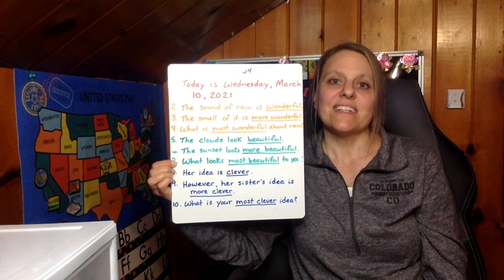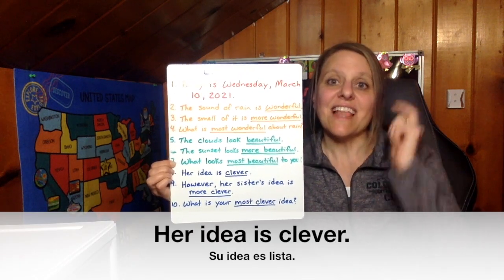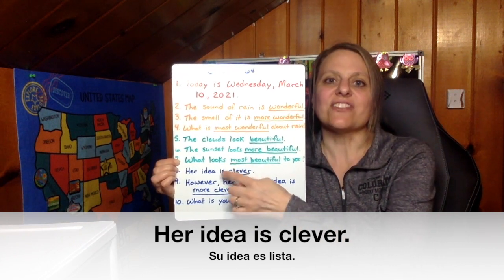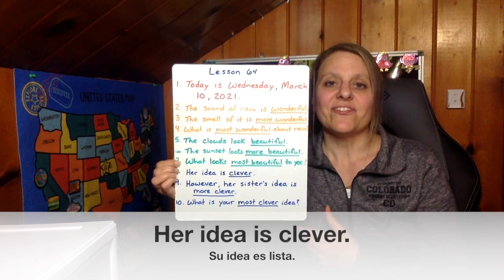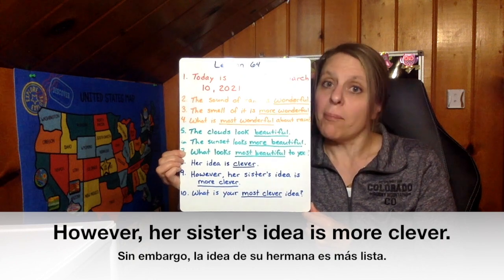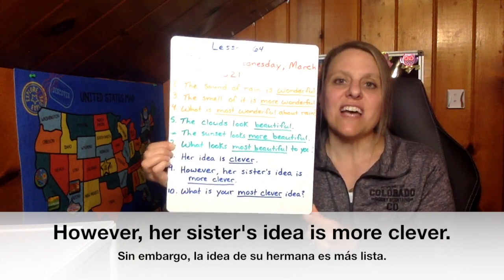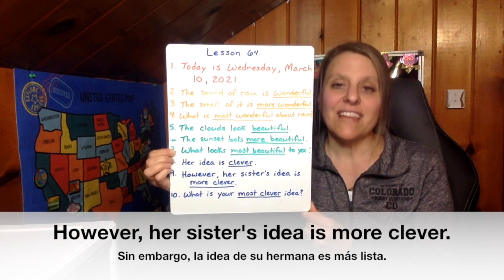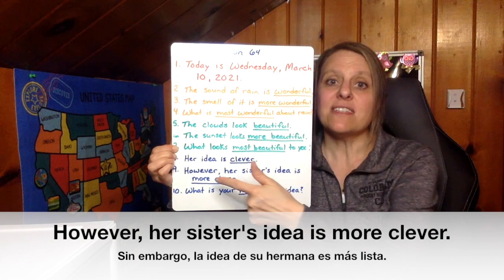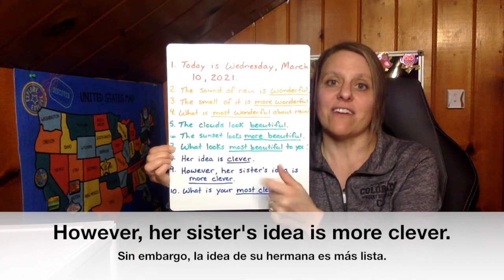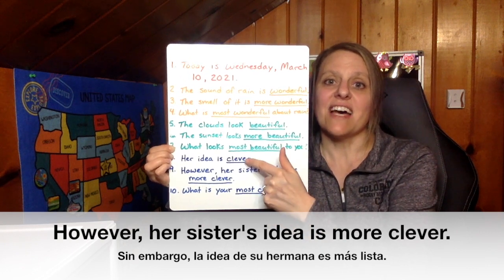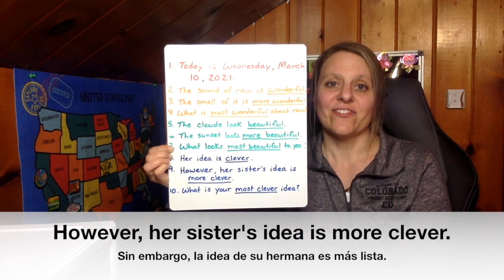Number 8, her idea is clever. Clever is our adjective. It describes her idea. Number 9, however, comma, her sister's idea is more clever. Clever is 2 syllables. So for a comparative, you need to add more in front of clever. And it is comparing her sister's idea to her idea.